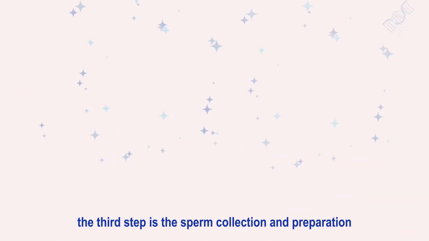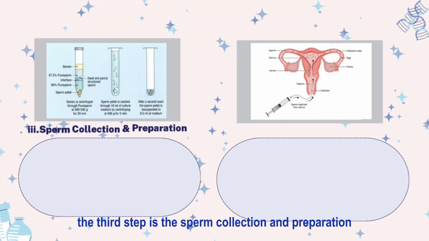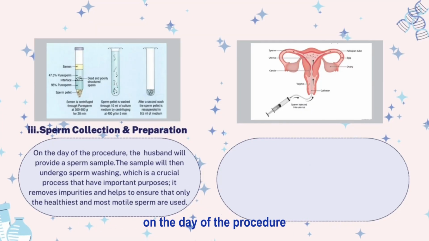The third step is the sperm collection and preparation. On the day of the procedure, the husband will provide the sperm sample. The sample will then undergo sperm washing, which is a very crucial process that has important purposes: it will remove impurities and help to ensure that only the healthiest and most motile sperm are used. Sperm washing is a process that will separate the healthy sperm from the semen before being used for the treatment.